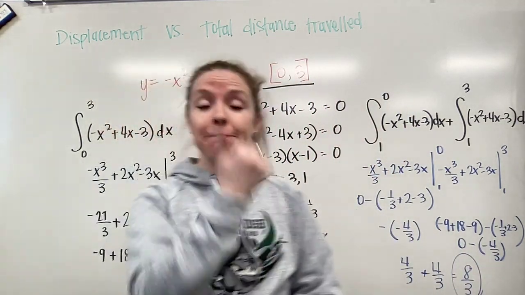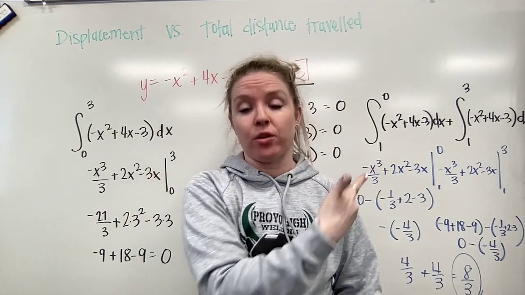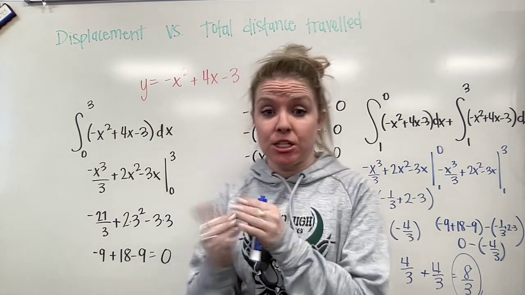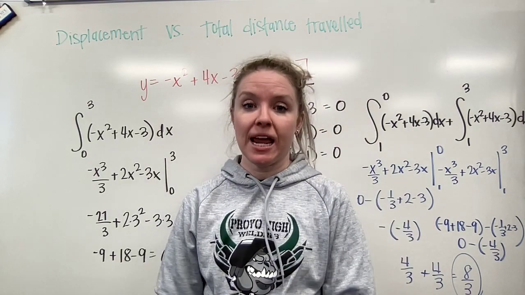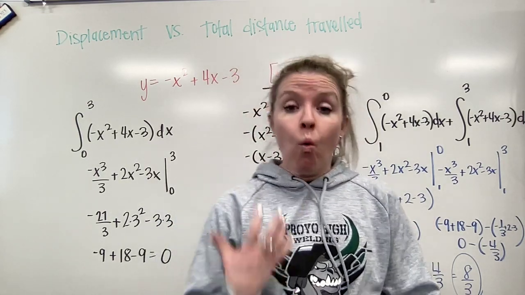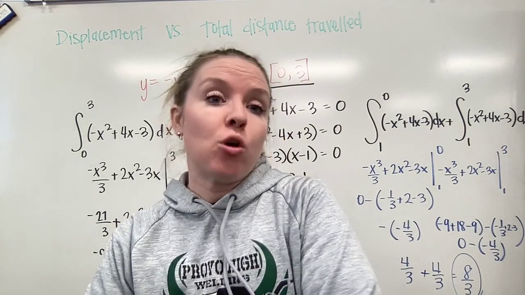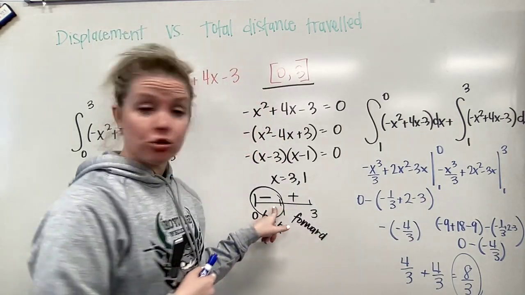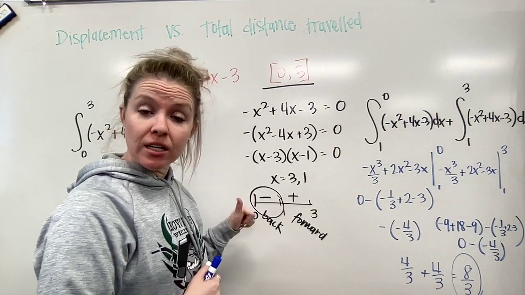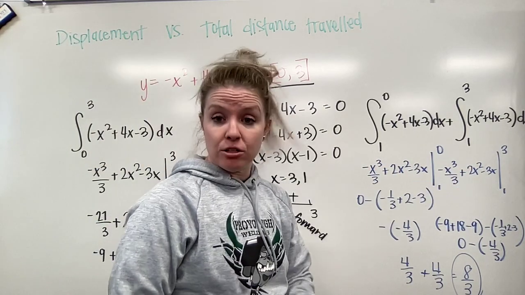So that means I went backwards 4/3, then positive 4/3, ending up in the same position, which is why my displacement is 0, but my total distance traveled is 8/3. So when we're looking for that total distance traveled, we need to make sure that we're aware of when we're traveling in which direction, so we know how to split our integrals.